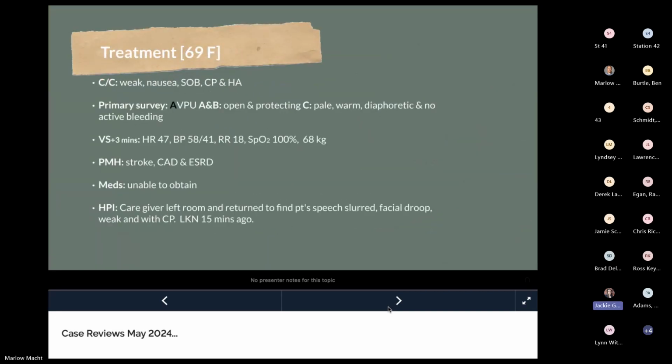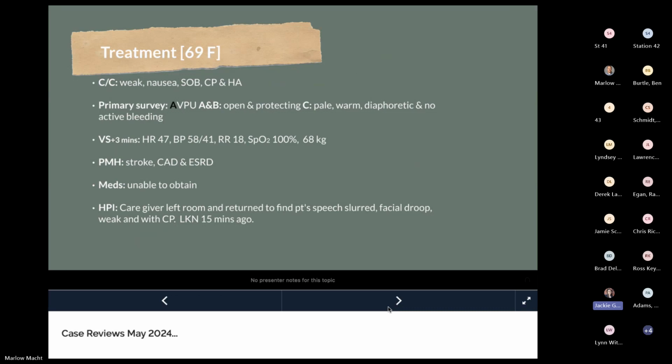So the first case is of a 69-year-old female. She was complaining of weakness, nausea, shortness of breath, chest pain, and headache. Primary survey is that she was awake, alert. Her airway was open. She was protecting it. Her skin was pale, warm, diaphoretic, and there were no signs of active bleeding.